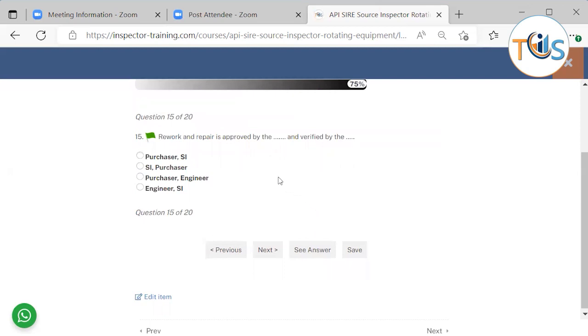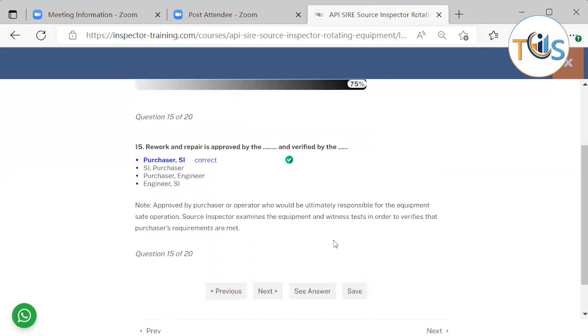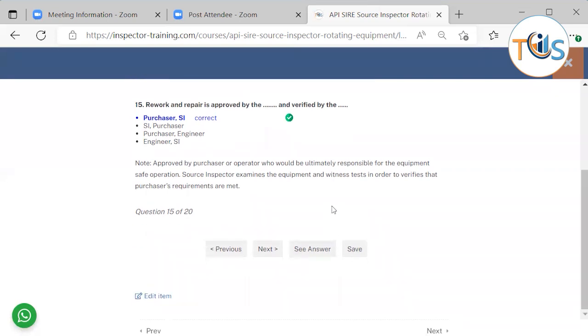Work and repair is approved by the purchaser and verified by the source inspector. So among other duties, a source inspector is representing the client and verifies what has been agreed between purchaser and vendor regarding the rework and repair. Make sure that what has been approved is actually being implemented in practice.